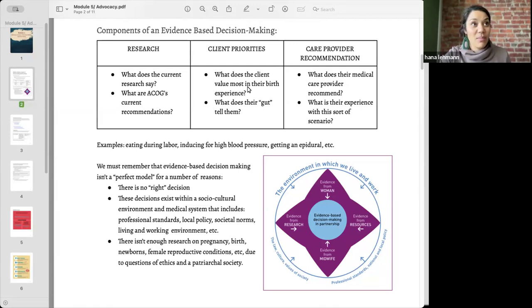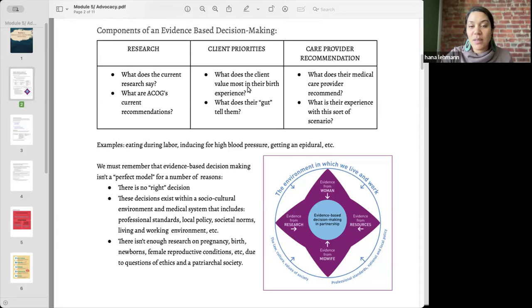If you're giving birth around the Christmas holiday or something like that, or Thanksgiving, right? Those kinds of situations can really factor into what options are being presented to you. And they may not actually be presenting all of the options for you. Waiting might be a totally fine option. There also isn't enough research on pregnancy and birth, newborns, the female reproductive condition, due to questions of ethics and patriarchal society.